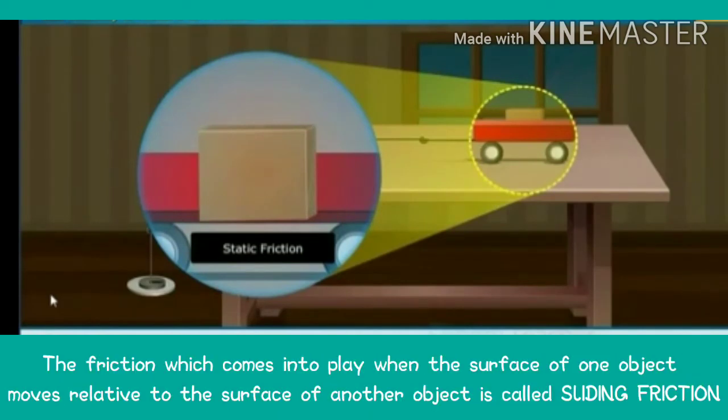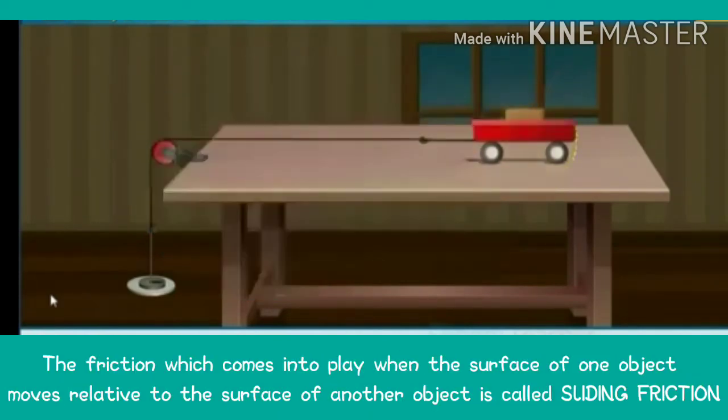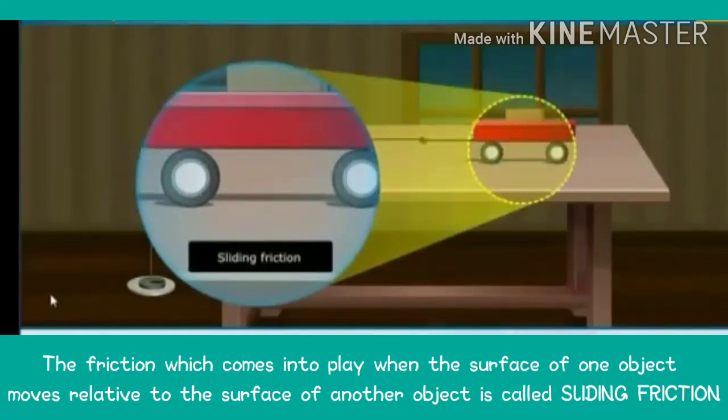And the next one is the friction which comes into play when the surface of one object moves relative to the surface of the other object, called sliding friction. These are the two types of friction.